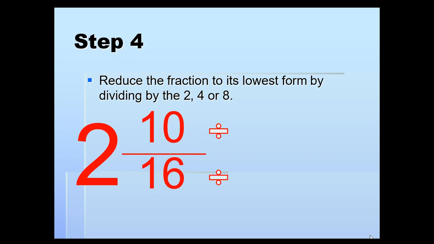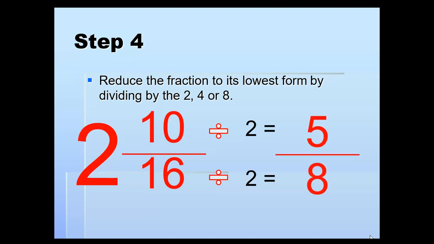So now we look at the top number and we ask ourselves, will 2 go into 10 evenly? Yes. Will 4 go into 10 evenly? No. Will 8 go into 10 evenly? No. So the biggest number that goes into both 10 and 16 is the number 2. If we divide 10 by 2 and 16 by 2, we get 5/8. The fraction 10/16 is the same as 5/8. 5/8 is in its lowest terms, and we know we've come to the lowest terms when we have an odd number on top of the fraction.